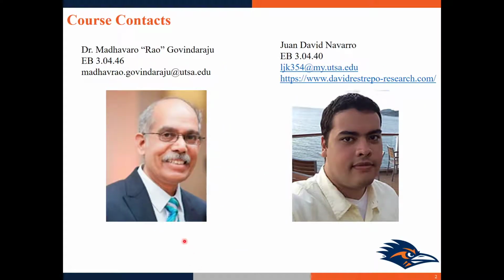Let me introduce Dr. Rao. He is the lecturer for this course. His office is in Engineering Building, 3rd floor, office 0446, and here is his email in case you need to contact him. This is me. I have my office in Engineering Building, 3rd floor as well, and my lab is in the office 0440. Here you have my email, and this is the web page of my PhD advisor where we show our research.